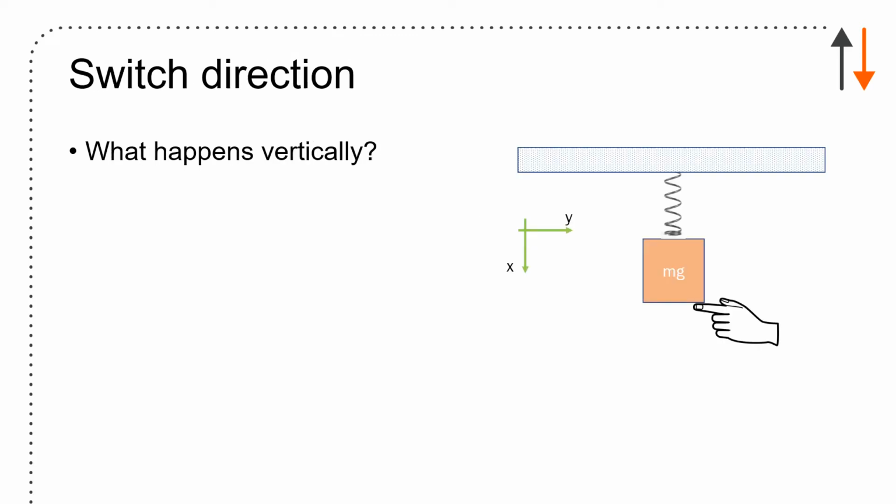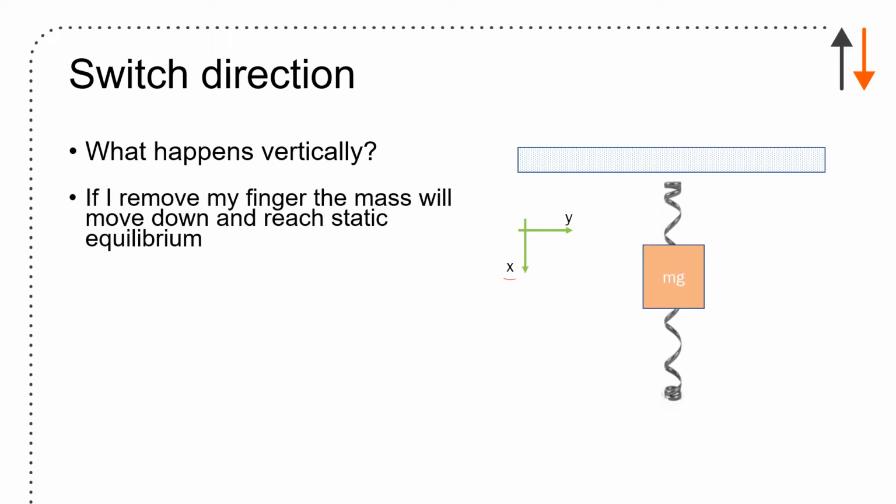Let's switch directions and make it vertical, because this is a problem that a lot of people see, and it becomes a little more challenging to think about. One thing you'll notice here is that I've changed the direction of motion so that the axis is aligned in x, because I like to write things as x. X is downward as positive. If I remove my finger, the mass will move down and reach static equilibrium. Just do it slowly, making sure I don't have any oscillations, and it'll move down and reach some point.